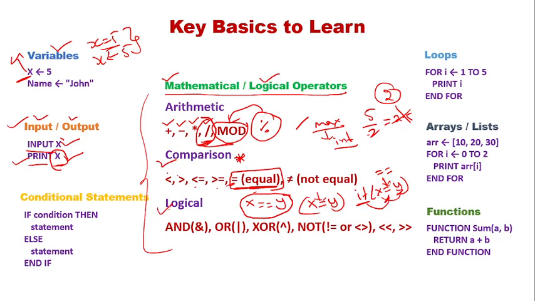And logical operators: and operator, or operator, XOR operator, not operator, as well as left shift and right shift operator. These are also very important for coding purposes. Now conditional. Conditional means mostly if condition related, else if, and switch case. Those conditions you can use in conditional statements.